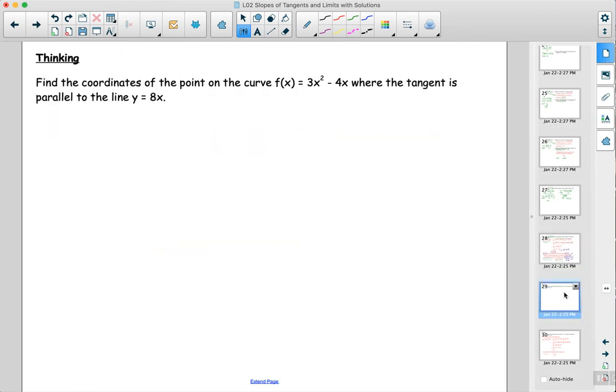All right, one last question left for today. Here's a sort of a thinking question. Find the coordinates of the point on the curve that is parallel to this. So this is a parabola. So let's kind of draw a parabola. And then you've got this line 8x. Say it looks like this. At some point, this is going to be parallel to a point of tangency.